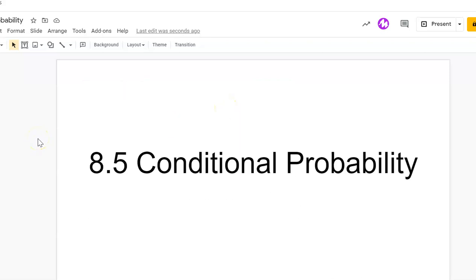All right, welcome to 8.5 conditional probability. I've been having a hot mess central with these note cards and having to change note card numbers. So I've double checked, so I'm pretty sure these note card numbers are right.